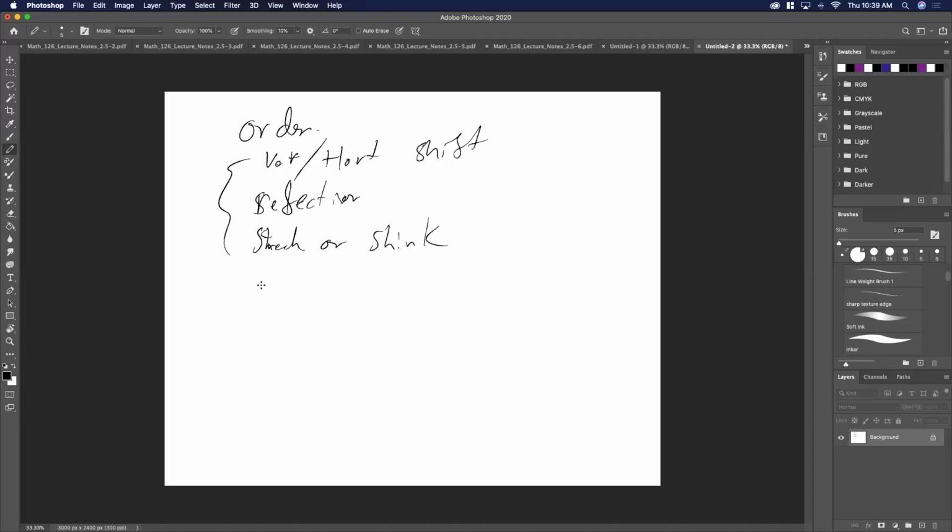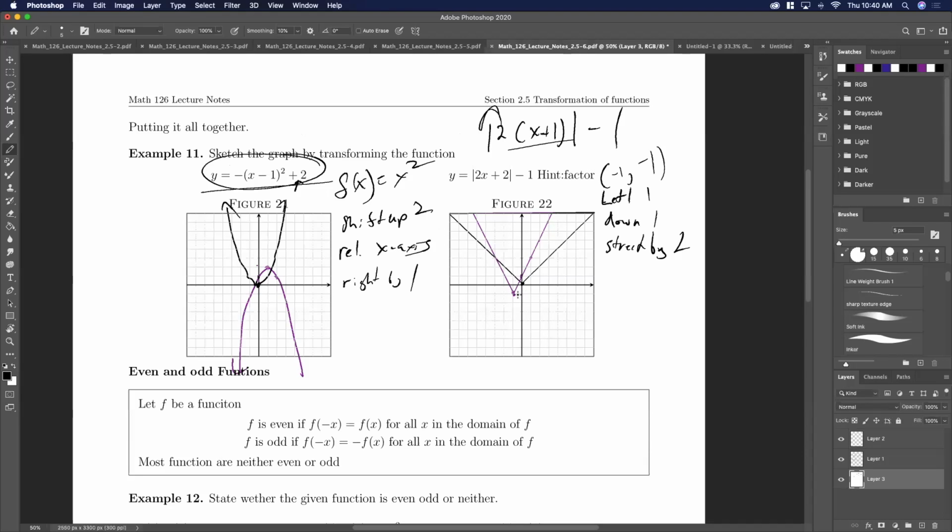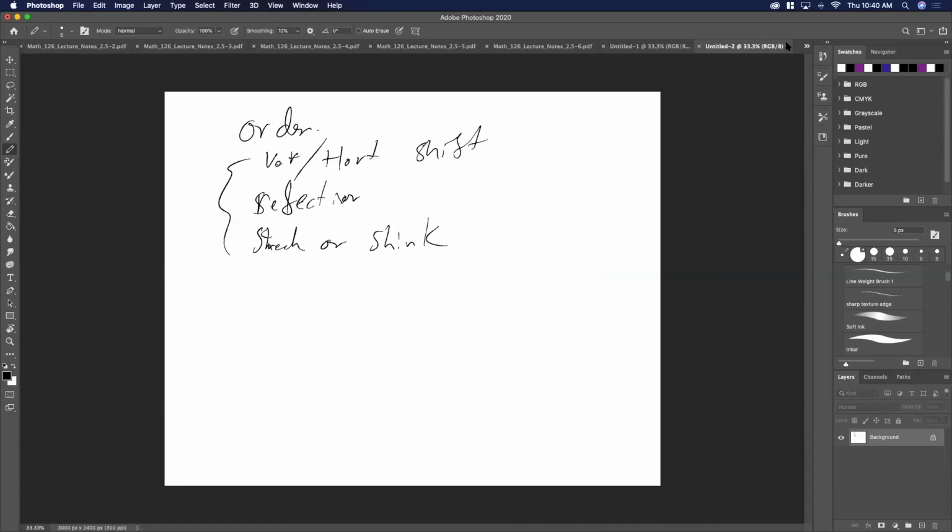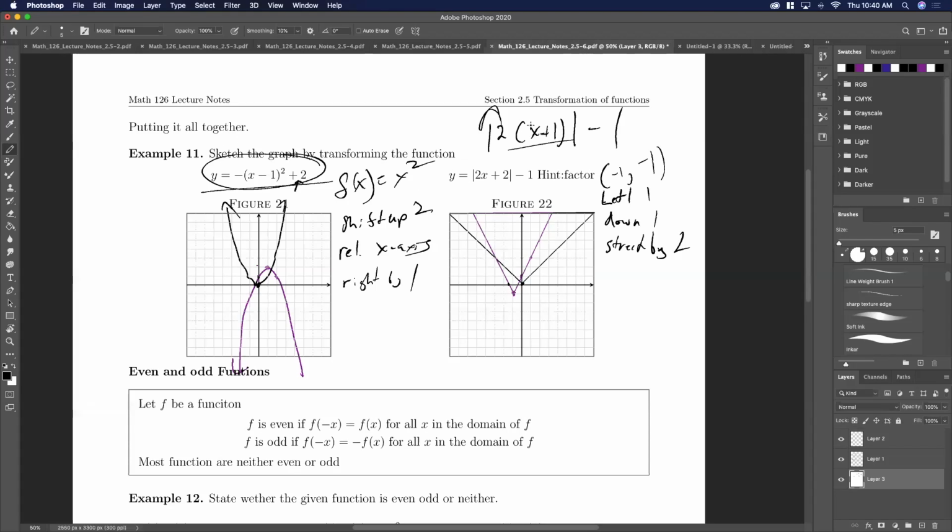Would you get the same graph with either result though? The answer is no, because if I moved this to the right 2, I'd be here, and then there would be no reason for the absolute value to go down. So you need to be very careful when you do this. When you perform the operations, you do the vertical and horizontal first, and in order to do that first, you have to factor it out.